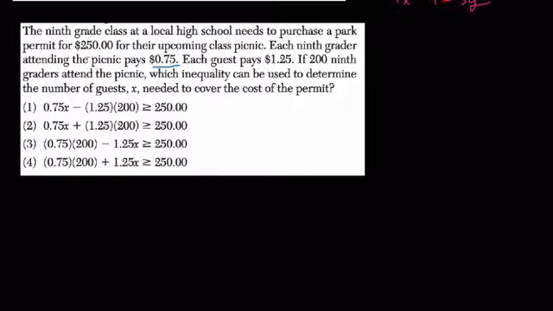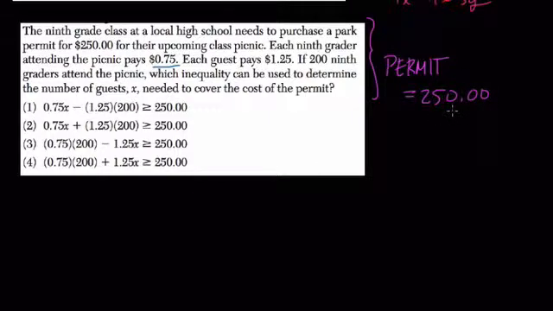Okay, so this is a problem that I think is a good one because it's pretty complex, and it's a good example to practice as you get ready for questions like this. So they tell us that ninth graders need to purchase a park permit for $250. So to access the park and use it for whatever, they have to pay $250. But you know, you can tell where this is going. They clearly want to make that money back. So the ninth graders who attend, they get 75 cents per plate. So for ninth graders, it's 0.75 per person x.